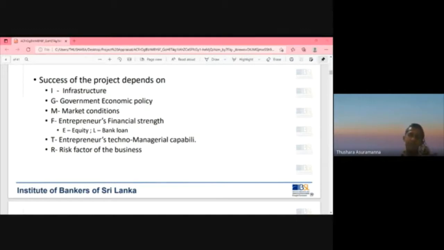Risk factors. Every business, every financing proposal, every credit proposal has risk factors. I mean, pluses and minuses. So here, there are some inherent risks in the business, in the project. That is financial risk, market risk, technical, political, environmental, economical, operational. So many things can be considered.